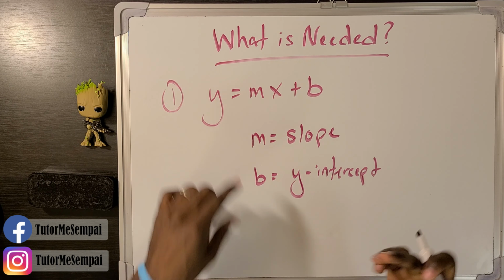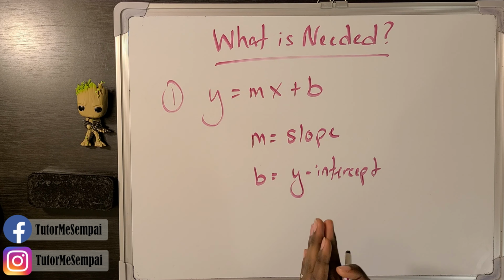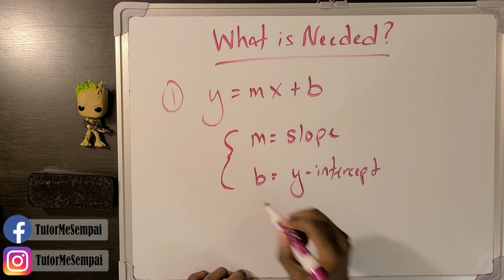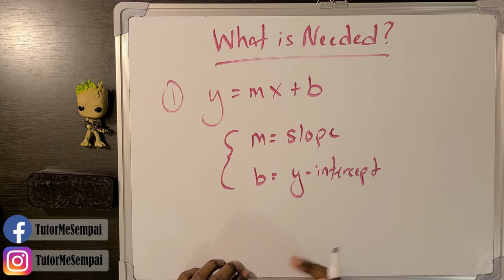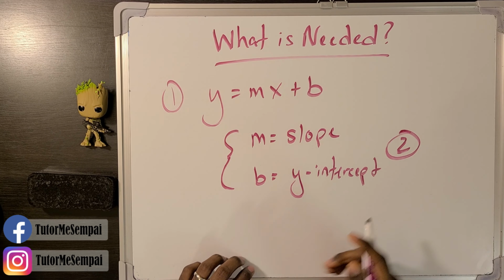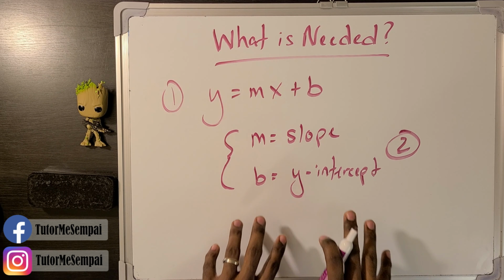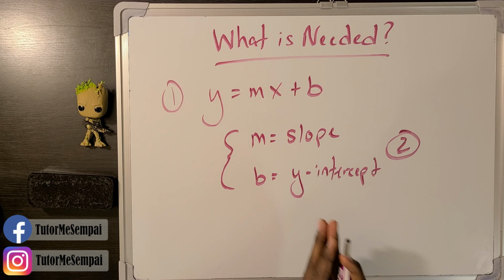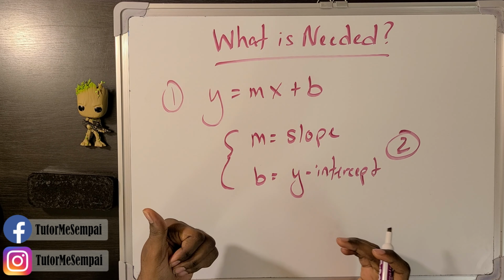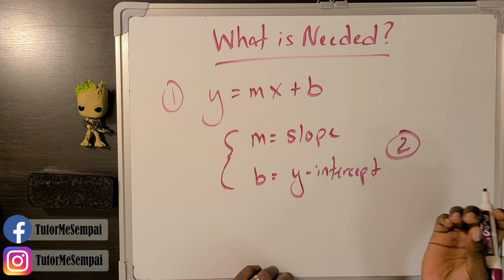The second thing is you have to be able to solve for the unknown parts of your slope-intercept form. What are those unknown parts? Well, we just talked about it. It's going to be your slope and your y-intercept. So this is your number 2. This is what is going to be needed in order to create your linear equations, whether it be from graphs or whether it be from points in a table.